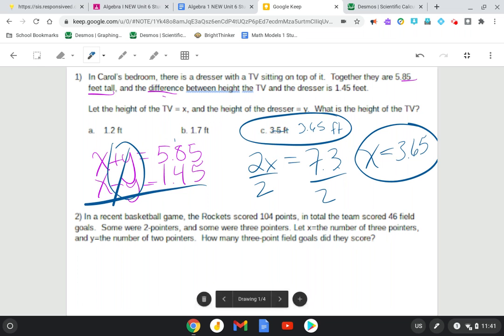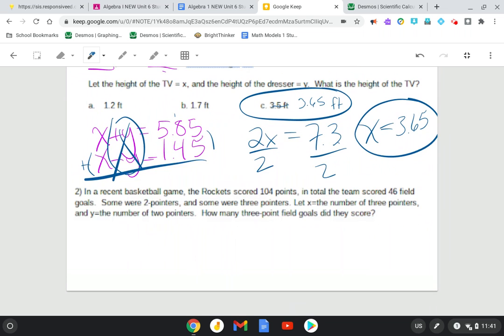But you all have multiple choice on the test, so you can always check yourself by checking that they add up to 5.85 and they have a difference of 1.45. So that is how you solve this. You set up a simple system of equations, you combine those, canceling out the y, and then solving the rest for the x value. Very similar in number 2.